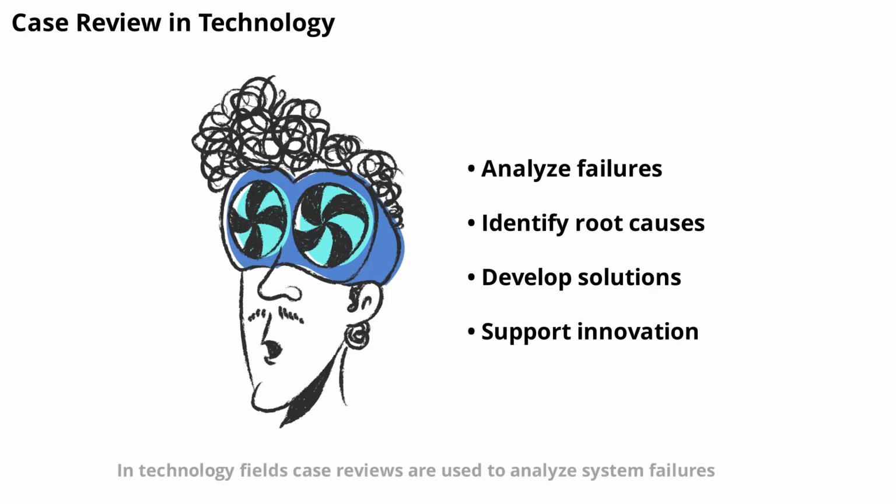In technology fields, case reviews are used to analyze system failures, security breaches, or project outcomes. Teams review technical details, identify root causes, and develop solutions to prevent future issues. This process supports innovation and helps maintain high standards of quality and security.